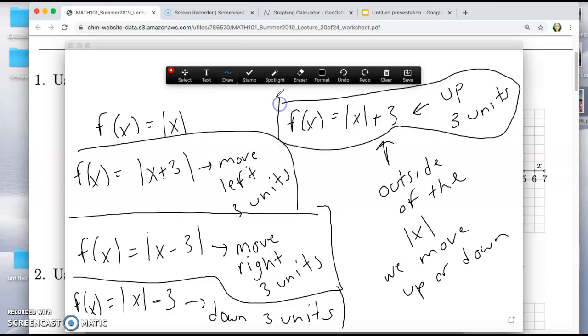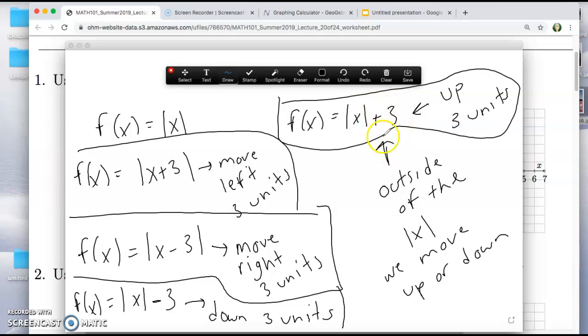So it all depends on whether the constant is on the inside or the outside of your function. If it's on the outside of your absolute value, you move up or down depending on the sign. If it's on the inside of your function, you're going to move left or right. If it's plus, you move left. If it's minus, you move right. Let's take a look at why.